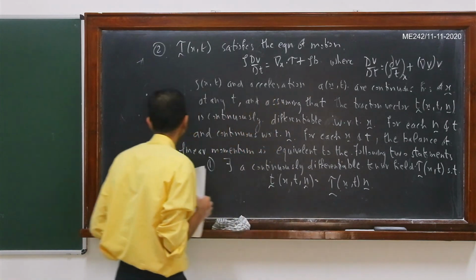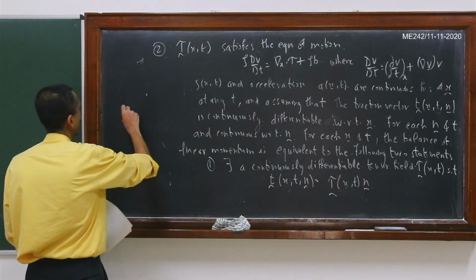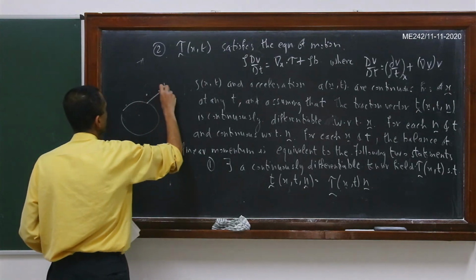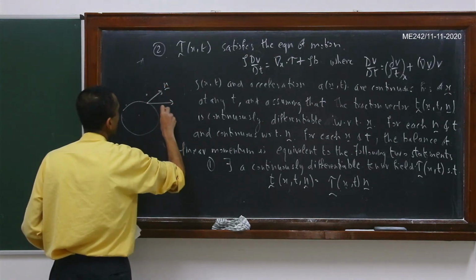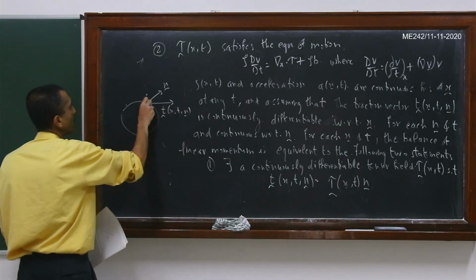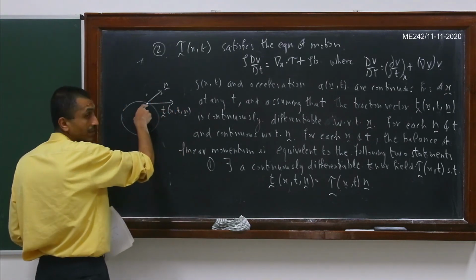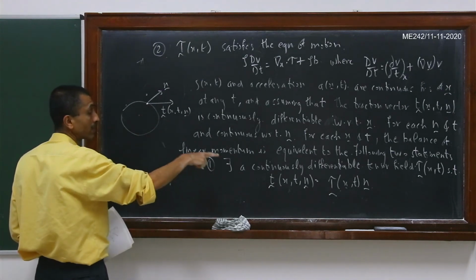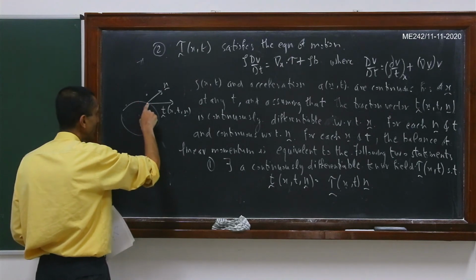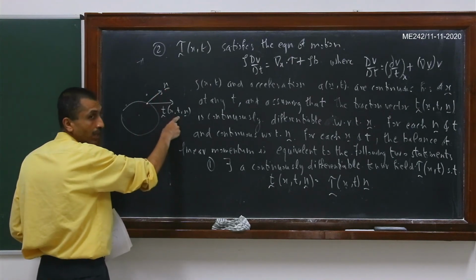So suppose let us just take this particular material volume here. So this is your n, this is your t of x, t, n, right? So what we are saying is that there exists a stress tensor. So remember now, this stress tensor is not a function of n. Okay, so the stress tensor times n gives you the traction vector.